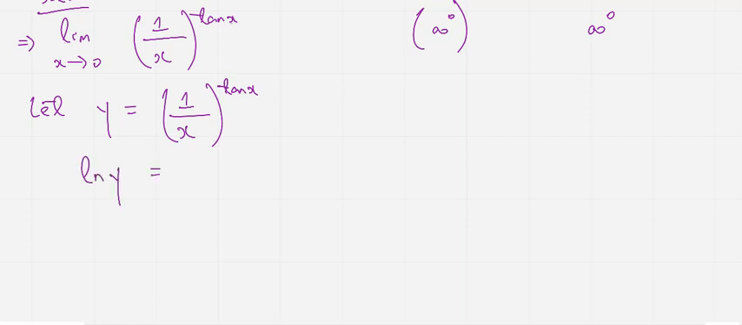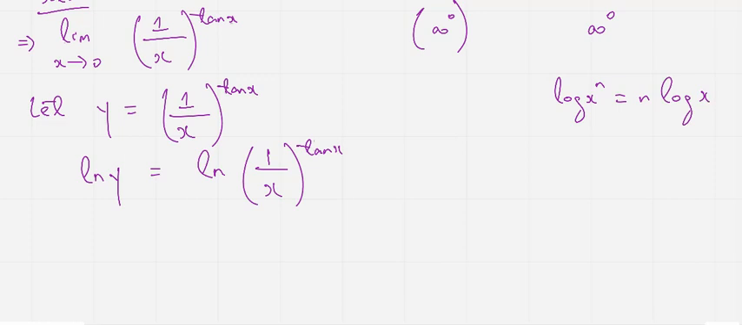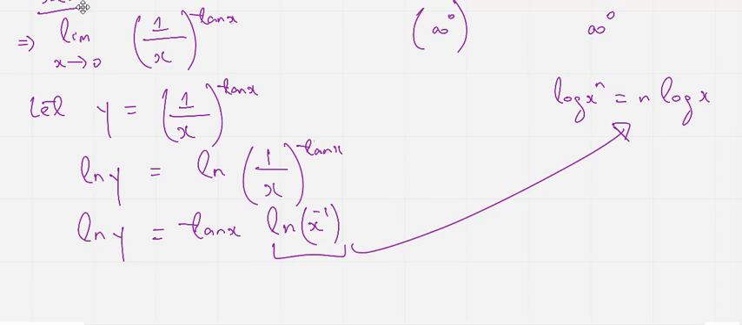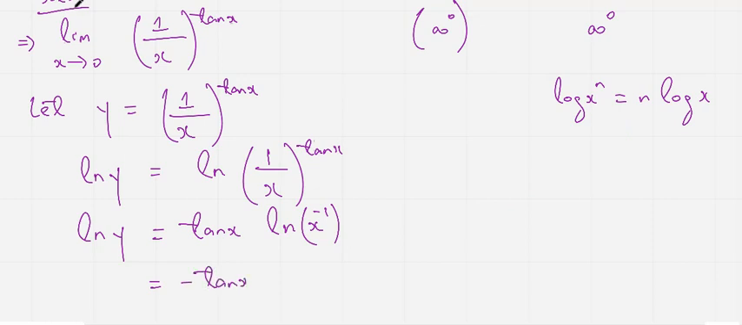So ln y is equals to ln of 1 upon x power tangent x, and here we will apply our log property of exponent, as I told you. So this tells me that ln y is equals to tangent of x times log of 1 upon x, and 1 upon x is actually x power minus 1. Here once again we are going to apply this characteristic. So it is going to give me minus tan x times ln x. Yeah, this is my ln y now.